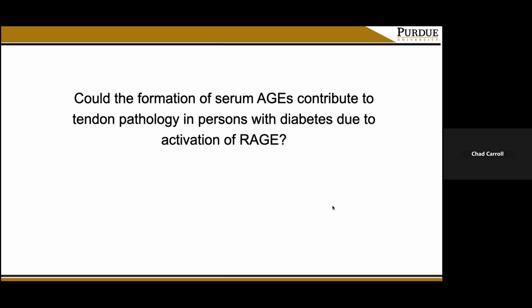And we gathered some of this preliminary data. I'll show you what we used to get our R1 funded, so we can pursue that question even further. So basically, this is the question that we wanted to ask: do these serum AGEs contribute to tendon pathologies in patients with diabetes?